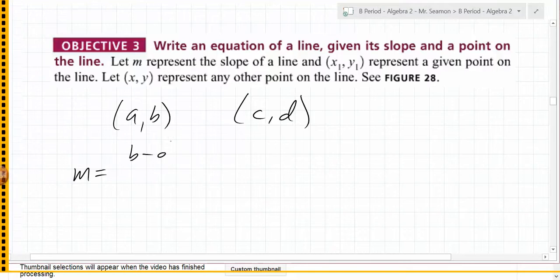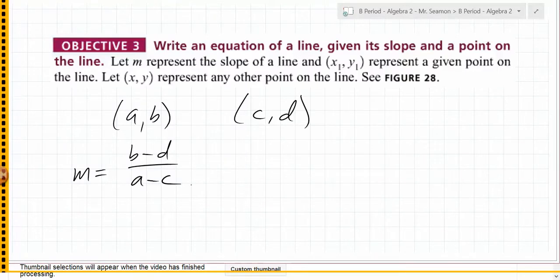B minus D over what? Yeah, exactly. That's it. Does it matter what the points are? No. It's subtraction on the top, and what is it on the bottom, the denominator? Subtraction. Okay, let's change it just a little bit. Ready? I'm going to change it just a tiny bit.